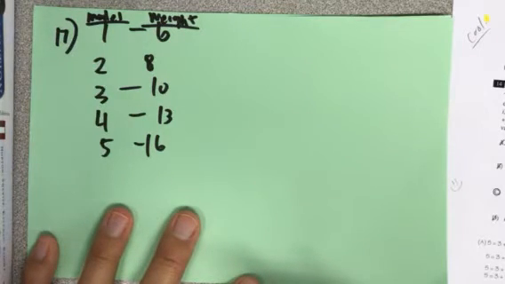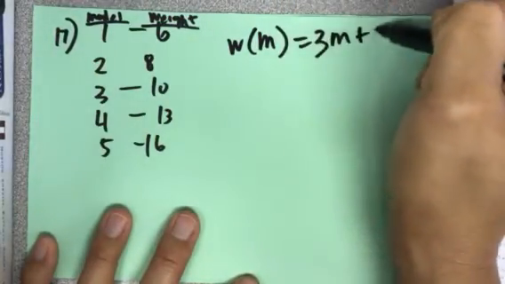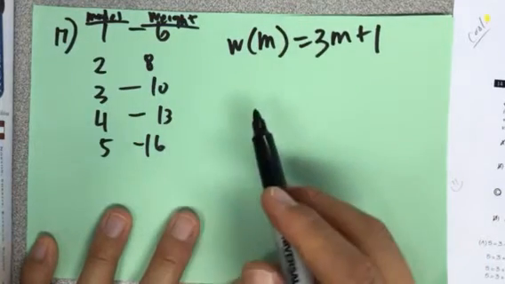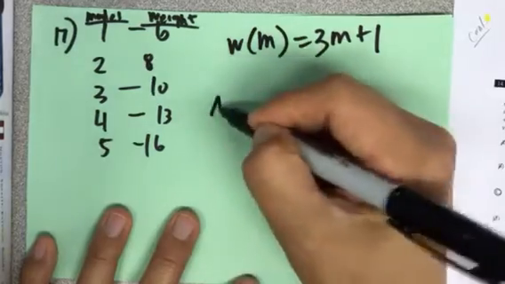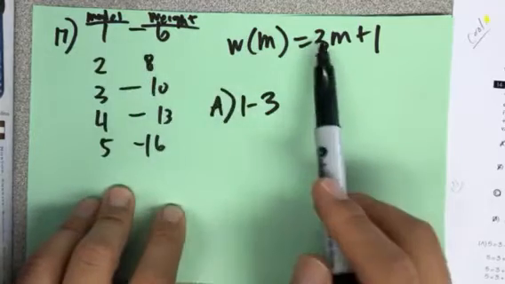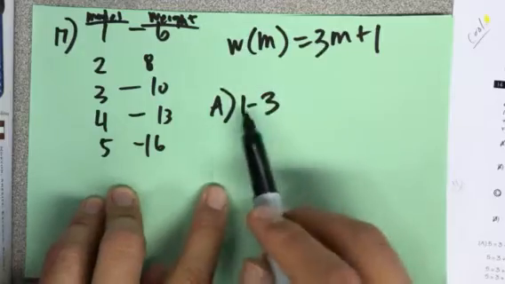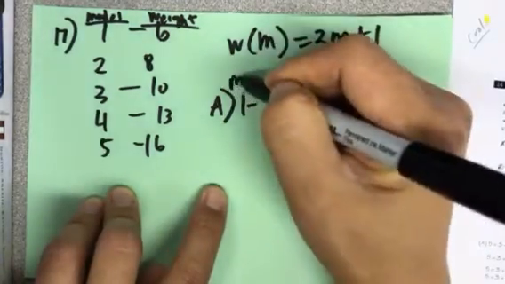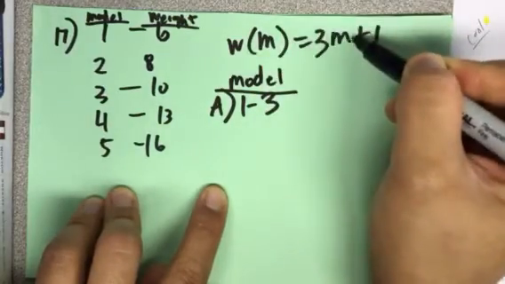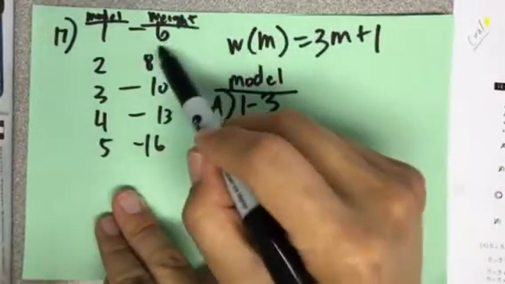It says if the function Shapur writes is, so they give it to you, W of M equals 3M plus 1, for which of the following ranges of model numbers is his function valid. So what you would do is, if you look at A, it says 1 to 3, right? If you put 1 in here for M, because these are the model numbers, that's the number that you put in right here and that you would plug in right here. And would it equal whatever it coincides with?